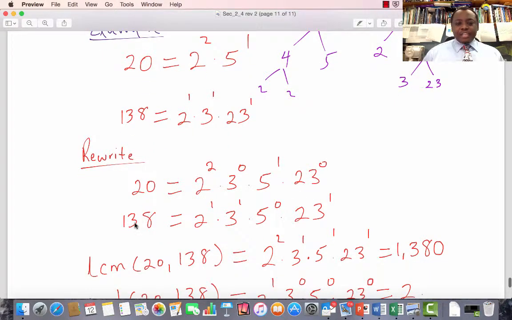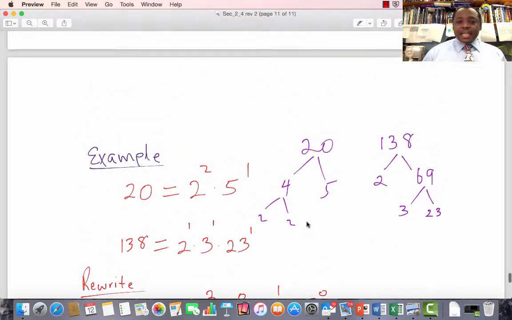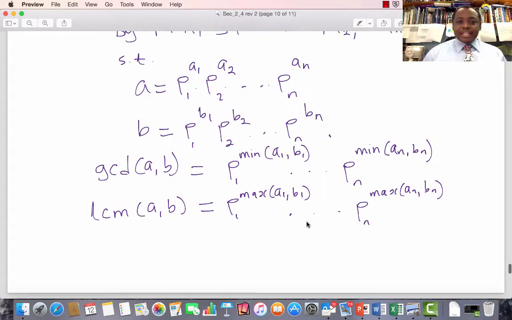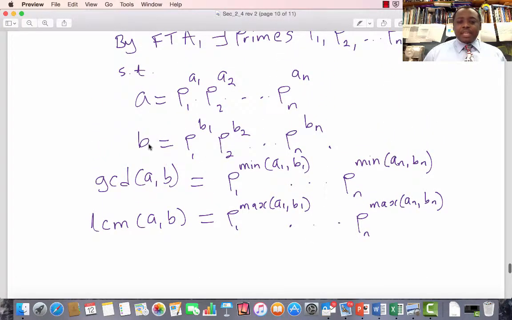What about 138? 2 raised to the power 1 times 3 raised to the power 1. It doesn't have the prime 5, but I can insert it and raise it to the power 0 because a raised to the 0 is 1, where a is non-zero. 23 raised to the power 1. Again, P1, P2, P3, P4. That is why in my expressions of A and B, the primes are the same: P1, P2 up to Pn, and the difference comes with the exponent.